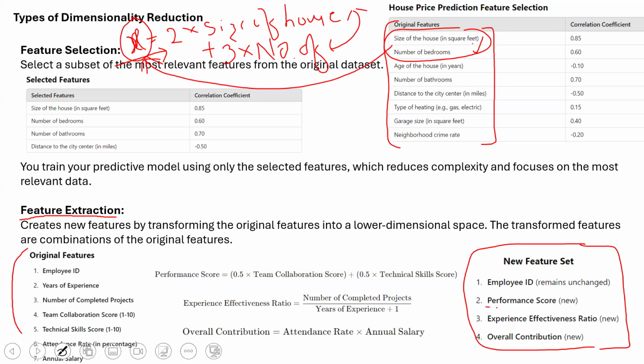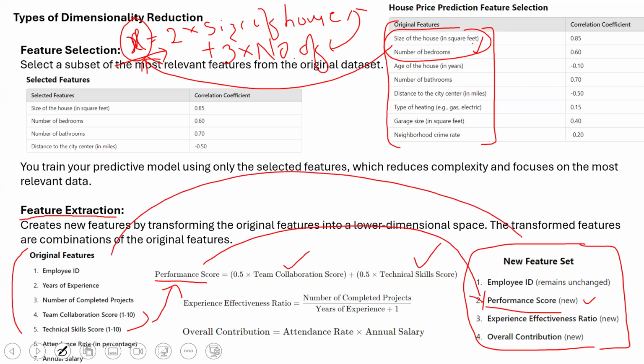If you look at the performance score, which is a new derived dimension, how did we derive that? We combined team collaboration score and technical skill score. So we combined these two features and came up with a new dimension. That dimension will be the new feature set dimension. So we transform the points from this space to this space. And how are we getting these new dimensions? By linearly combining the original dimensions.